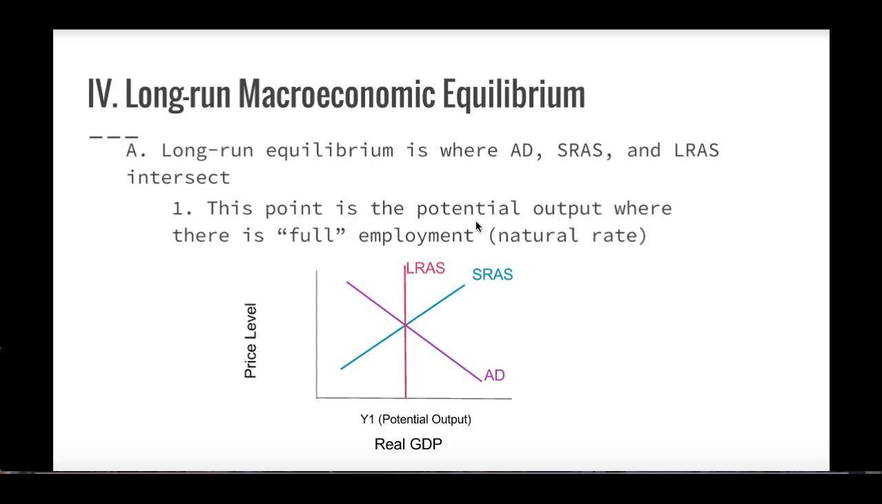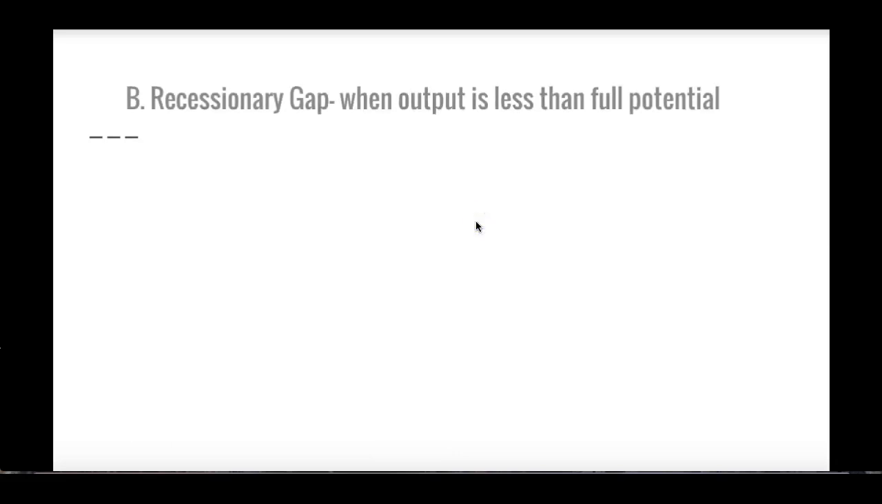Okay? So we know, however, that that's not always the case. We're not always at long run equilibrium. So now what we have to talk about is what happens if we're not there in the short run. Eventually we'll be there, but right now in the short term, we're not. Well, we have one of two possibilities. One is a recessionary gap. A recessionary gap is when the output is less than the full potential. So we're actually making less than what we could be making.